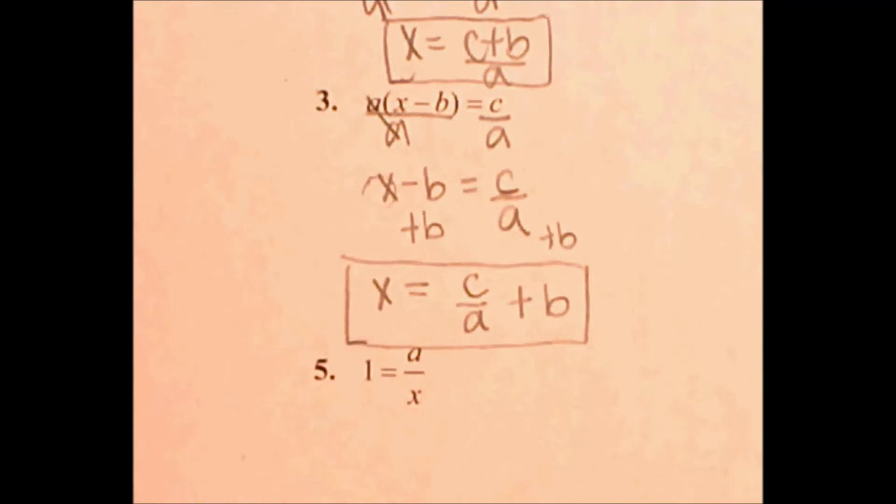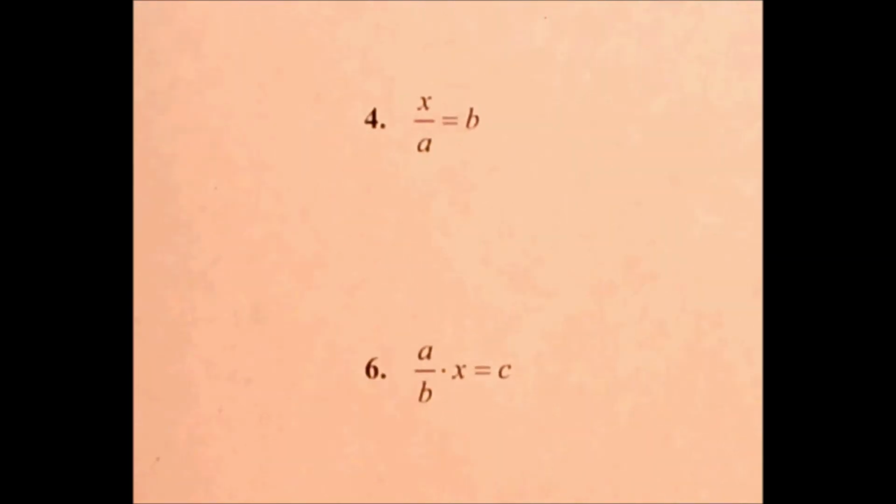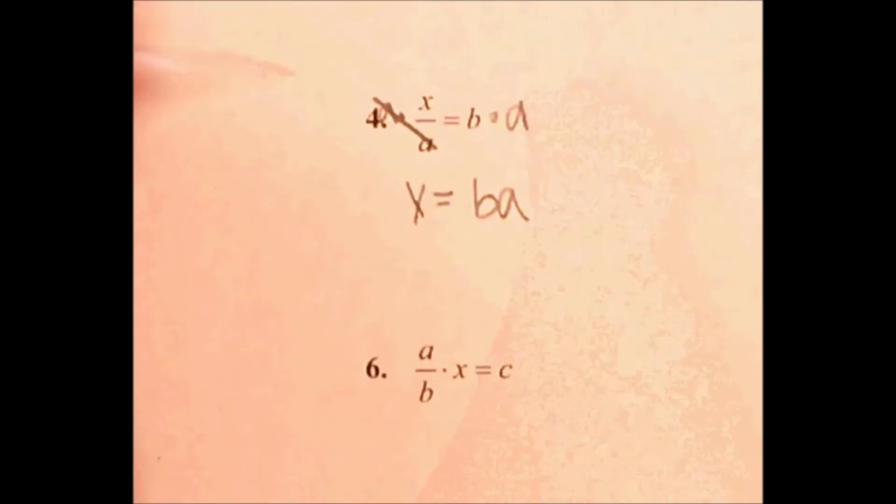I'm going to work number 4 with you. Our goal is to isolate x. So we're going to start by multiplying a on each side. When we do that, these a's cancel out. So therefore, x is equal to ba.